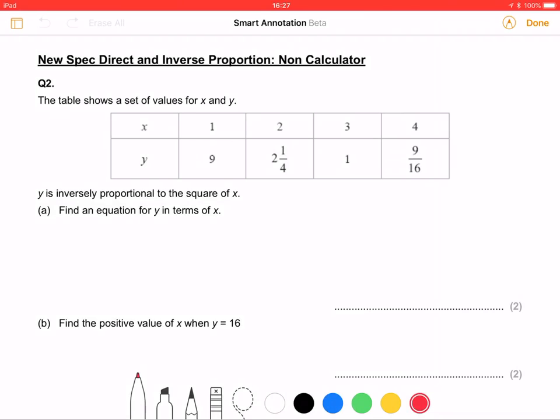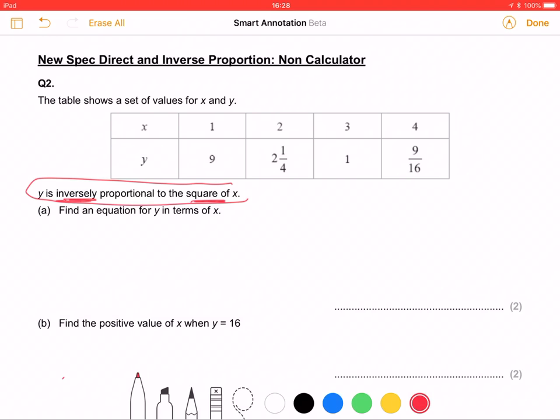So what's the important sentence we should be looking out for in this? Y is inversely proportional to the square of x. There's only one sentence, isn't it? So y is inversely proportional, and inversely proportional is k over one main thing, and the square of x is one thing where they kind of get a little bit mixed up.